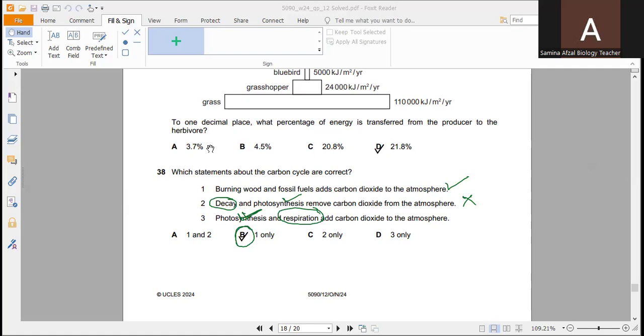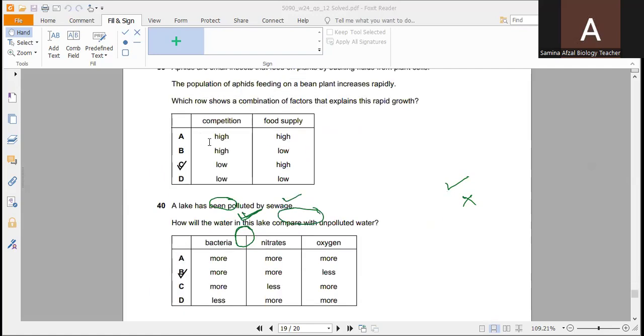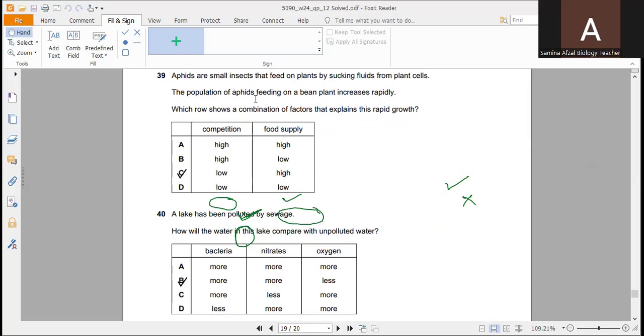Now we are moving to the next question. Aphids are small insects that feed on plants by sucking fluids from plant cells. The aphids get their food from the plant stems. The population of aphids feeding on a bean plant increases rapidly. Which combination of factors explains this rapid growth?